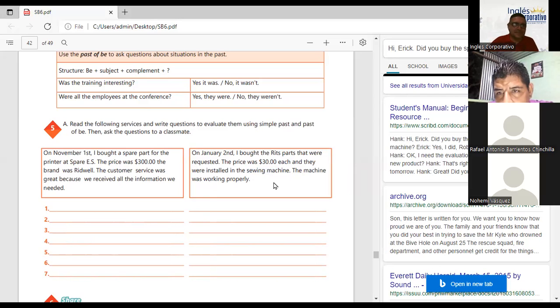Questions or comments? The Ritz Pass, teacher? No. I bought the Ritz part. Compré el repuesto Ritz. Ah, okay. Yes. Compré los repuestos Ritz que fueron pedidos. Questions or comments? Properly, what does it mean? Adecuadamente o propiamente. Properly.